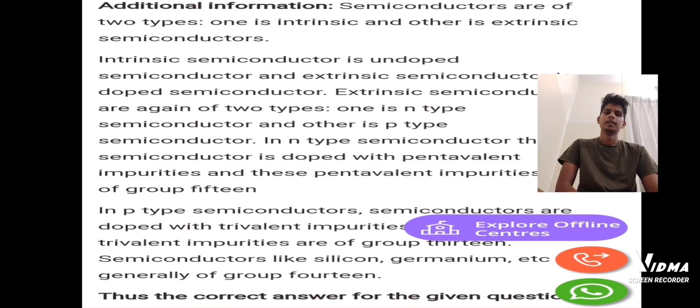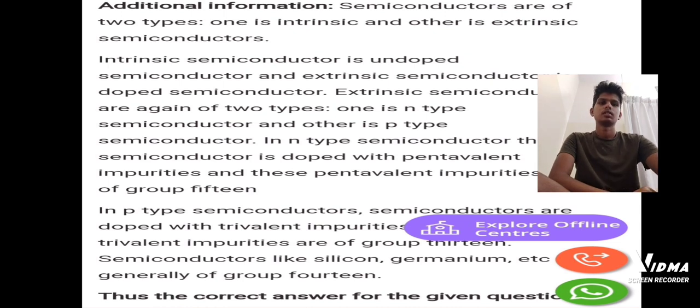In an N-type semiconductor, the semiconductor is doped with pentavalent impurities, which are from group 15. In a P-type semiconductor, the semiconductor is doped with trivalent impurities. Trivalent impurities are from group 13. Semiconductors like silicon, germanium, etc. are generally from group 14.